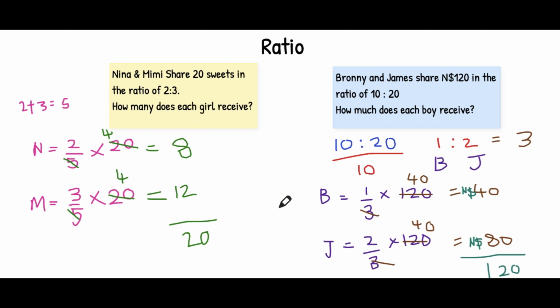So one thing that I want you to always understand is that when we are working out our ratio, always remember the order. Bronny was first, so Bronny was represented by the first ratio. James was second, James was represented by the second ratio. The same here. Nina was first, Nina was represented by the first ratio. Mimi was second, represented by the second ratio. And then we add our ratios, then we calculate it as a fraction, and it is simple.